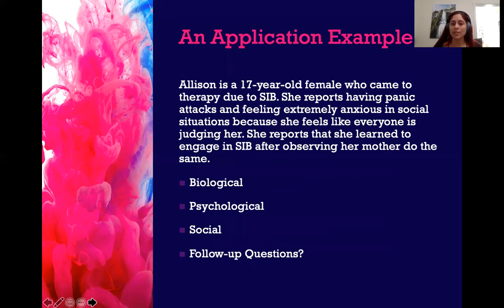So here's an application example. Allison is a 17-year-old female who came to therapy due to self-injurious behaviors. She reported having panic attacks and feeling extremely anxious in social situations because she feels like everyone is judging her. She reports that she learned to engage in self-injurious behaviors after observing her mother do the same. So if we look at each of the domains here, biologically, there may be something related to her genetics if her mother also has mental health issues. So we want to find out more about that.